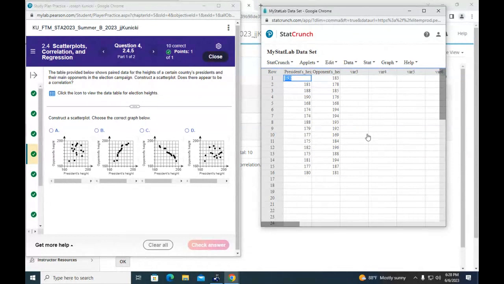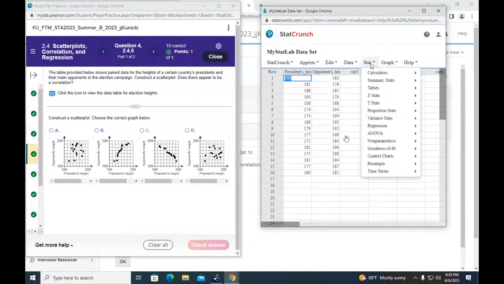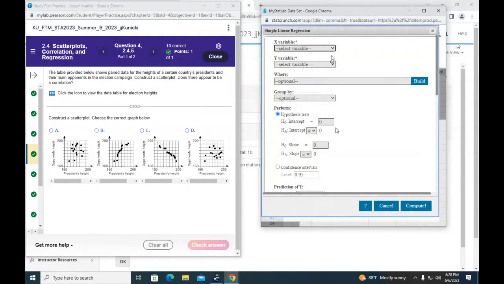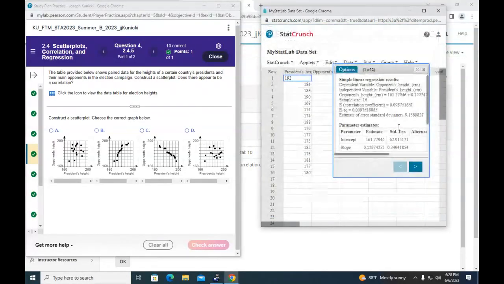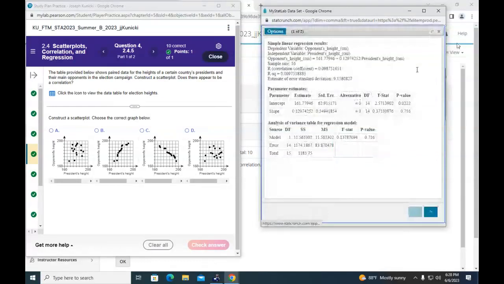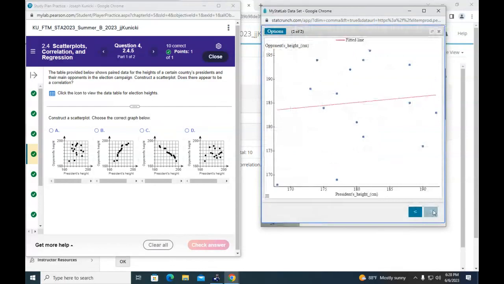So we can put those in a plot. Watch, I'll show you the plot. Here's how we do it. We go to Stat, Regression, Simple Linear. We tell it what the X's are. The X's are the president, the Y's are the opponent. And that's it. That's all you got to do. We're going to use some of this later on, but right now that's all you got to do. And we hit compute. And I like to hit this X here and make it bigger. Now I'll explain some of this later, but I hit the right button and there's our plot.